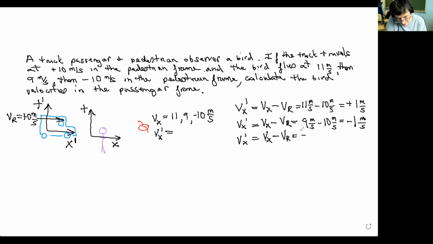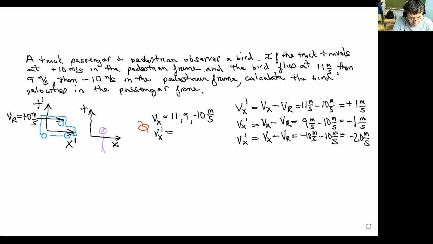And now I'm going to fill in minus 10 meters per second for the bird. I'm going to subtract off the motion of the truck reference frame in the pedestrian reference frame. I'm going to get minus 20 meters per second for the bird's velocity. So these are our 3 results. And let's see if we can make some sense of these results or make some comments on these results.